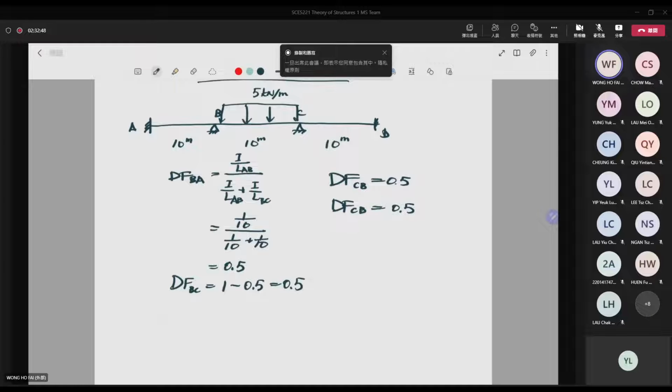And then for the fixed end moment, actually there's fixed end moment for the member BC, which is equal to WL squared over 12. W is equal to 5, then length is equal to 10, and divided by 12. So here I can just calculate and take a look. Let me calculate for you.